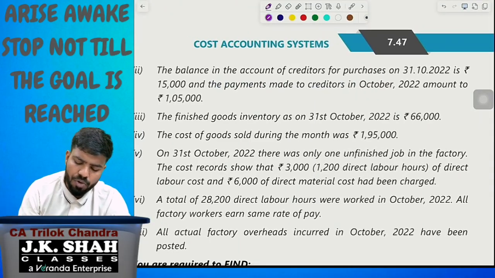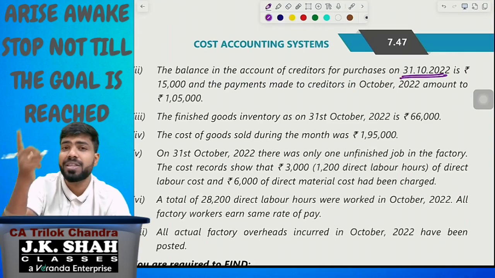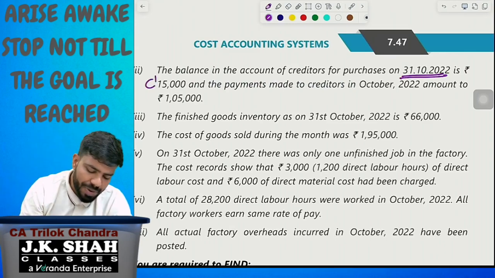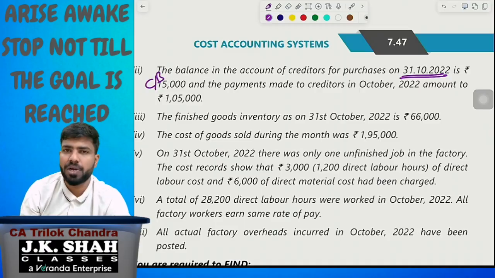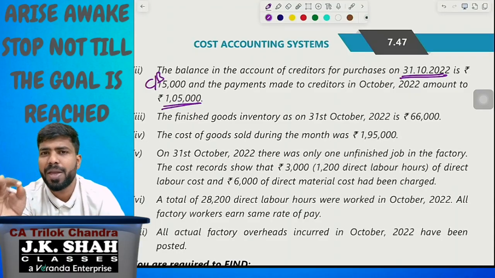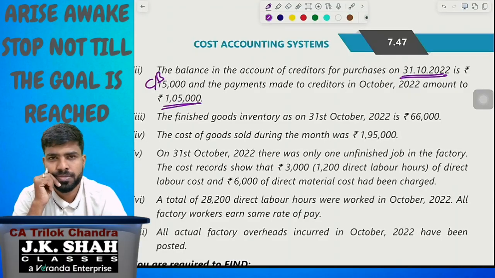The balance in the account of creditors for purchases on 31/10/2022. What they have given in the table is the opening balance. Now what they are giving is the closing balance. Closing balance of the creditors is 15,000. And the payment made to creditors in October 2022 amounts to 1,05,000. This is the total payment made to the creditors.